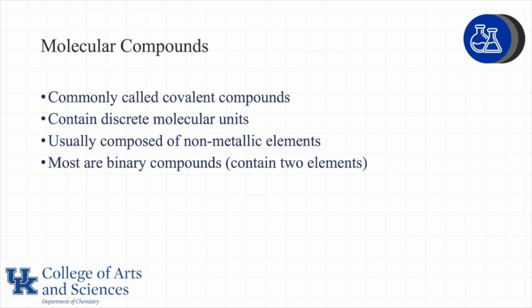They're usually composed of non-metallic elements. We can occasionally see metalloids in there, but we're not going to worry too much about that at this point. And most of them are binary compounds, meaning they contain just two elements. Although, of course, there are exceptions to that. So those discrete molecules are separate, distinct molecules from one another.